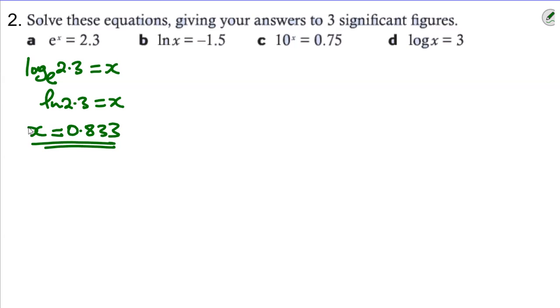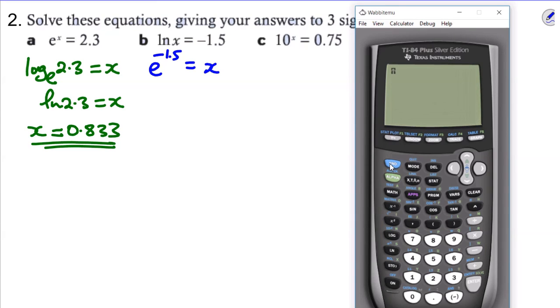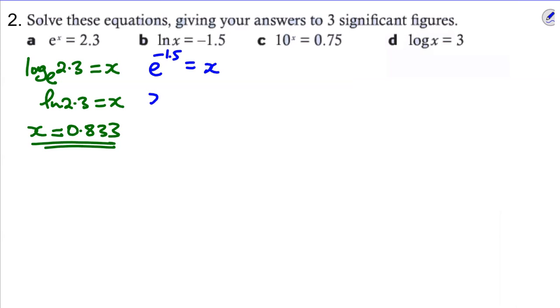Okay, next one, I will convert from logarithmic form to exponential form. So e to the power of negative 1.5 is equal to x. You can work out what e to power negative 1.5 is from your calculator. So if you go on your calculator, second, ln button, you'll see e to power something. So negative 1.5. And if you work that out, you should be able to get 0.223 as our answer. So x is equal to 0.223. The next one, we'll do the same thing.